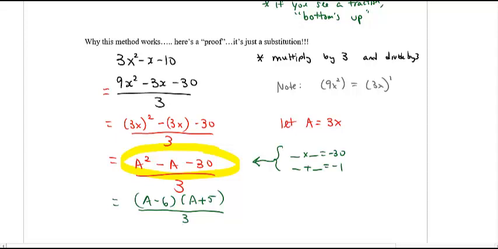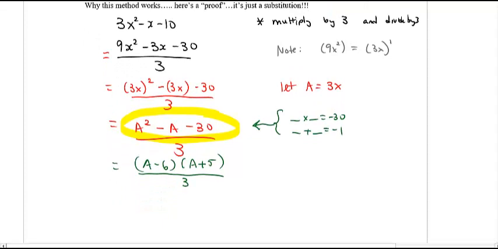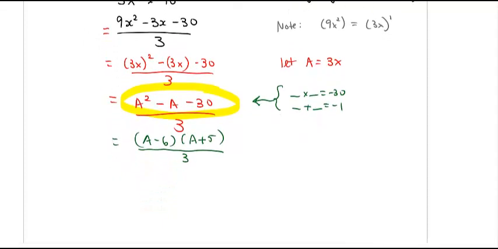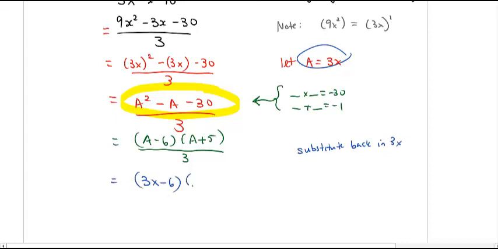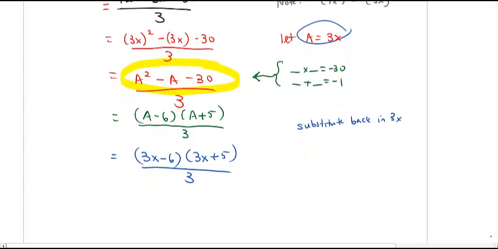But we're not done yet. Recall that a was originally 3x. So now we'll substitute back in 3x. So now we have 3x minus 6, 3x plus 5, all over 3. And now, look. A factor of 3 I can take out.